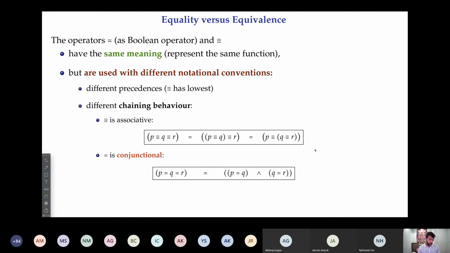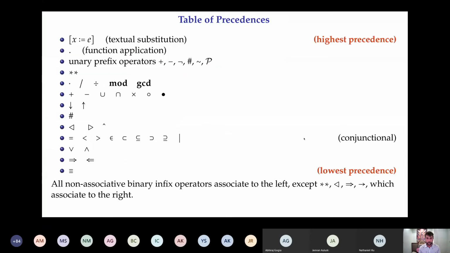You definitely need to know how to do rigid matching. I'm not going to tell you if it's there or not, but you should definitely prepare for it. Everything so far is fair game for the midterm. Okay, so this is the table of precedences.